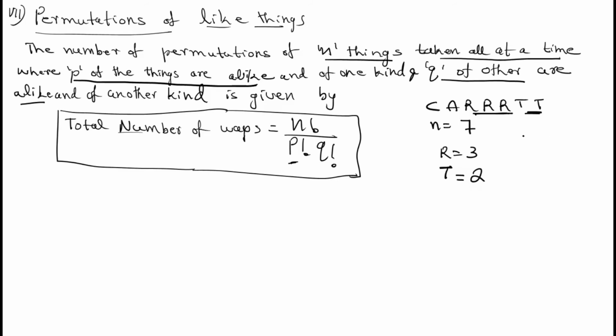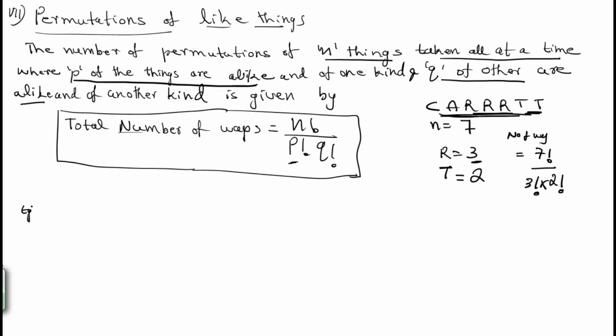At that time the number of ways is equal to n factorial, 7 factorial, divided by p factorial. That means how many times R repeats? 3 times. So 3 factorial into T. How many times T repeats? 2 times. So into 2 factorial. So the final answer is 7 factorial divided by 3 factorial into 2 factorial. Just to remember, whenever one word is given and in that word letters repeat, then the formula is n factorial, total number of letters factorial, divided by, if there is any repetition, repetition factorial into repetition factorial.